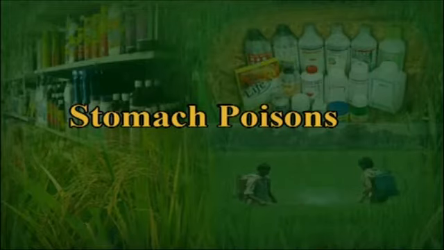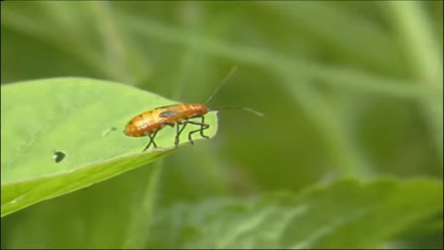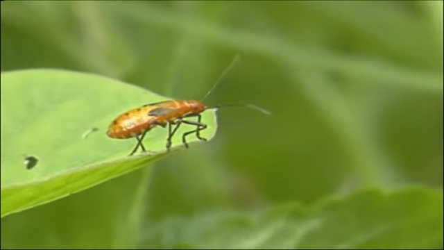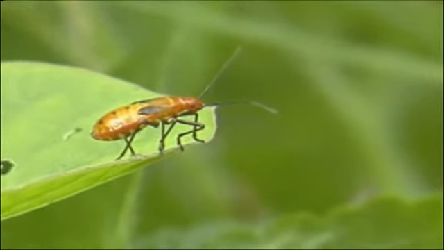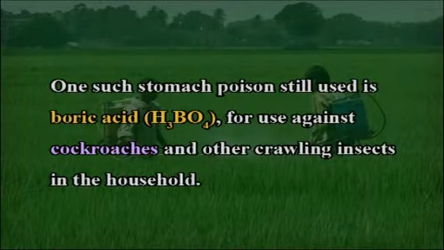Stomach poisons enter the insect body through the gut and are fatal only after they are eaten. It is mainly the oldest insecticides that fall within this group, and few true stomach poisons are used today. One such stomach poison still used is boric acid, for use against cockroaches and crawling insects in the household.